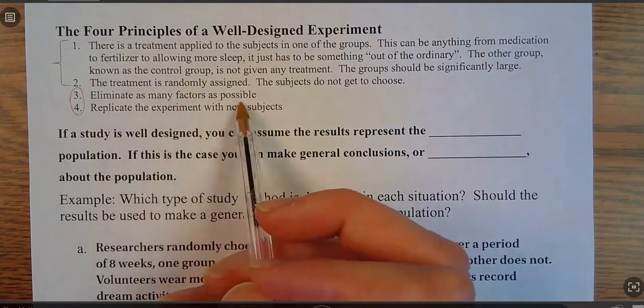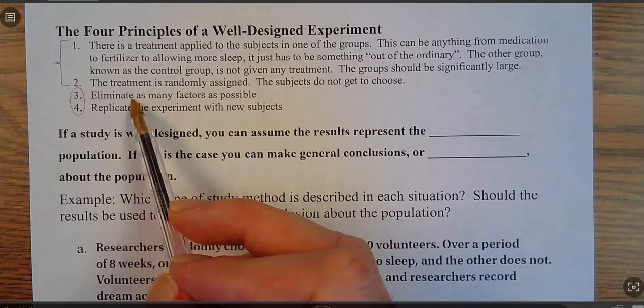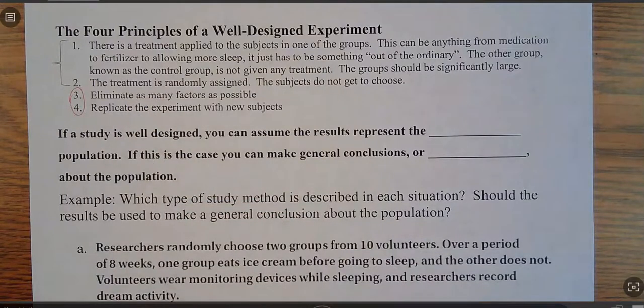You want to eliminate as many factors as possible. So, like, you wouldn't want to give the plants with fertilizer a lot of sun and the one without fertilizer no sun. Because that's another factor. Now, sun could be a factor, but if you give both of them the same amount of sun, the same amount of water, now those factors are eliminated because it's the same for both. You want the only difference between the 2 to be the fertilizer.